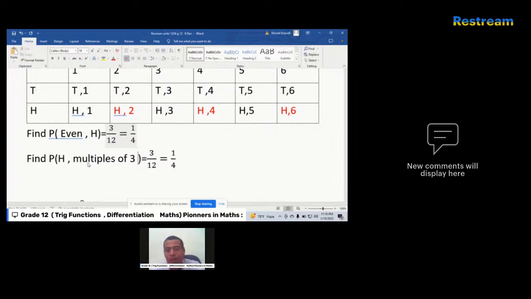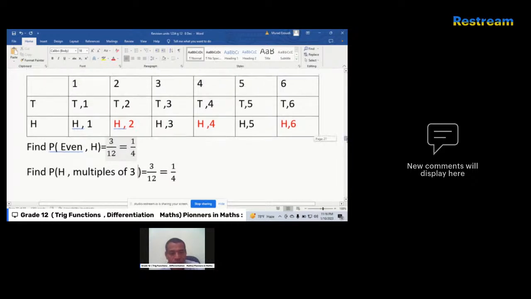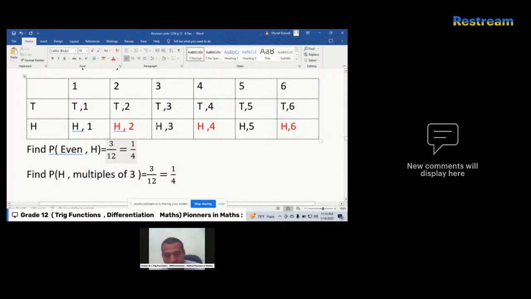So here, learners, the multiples of 3 in fact are 3 or 6. So how many possible outcomes will it be? It will be 2, because this is one possible outcome plus the second one. So the answer should be 2 divided by 12. 2 over 12 gives 1 over 6.